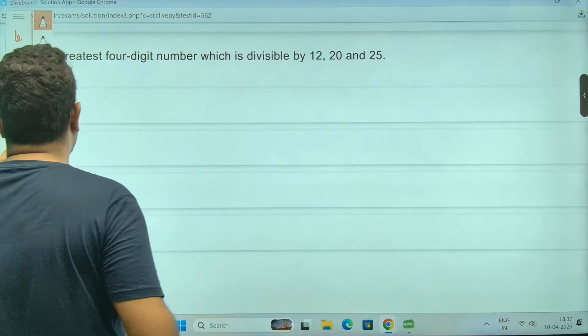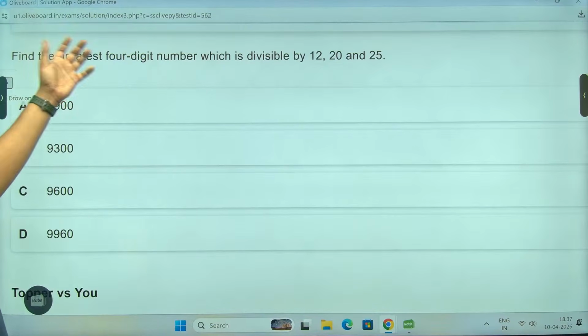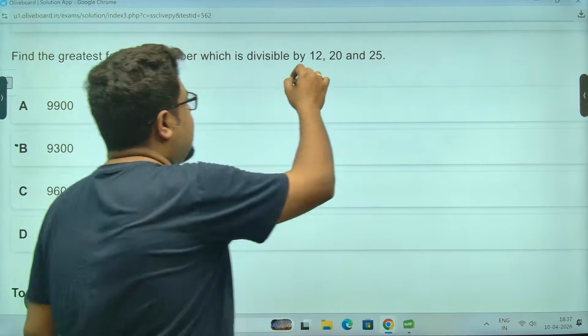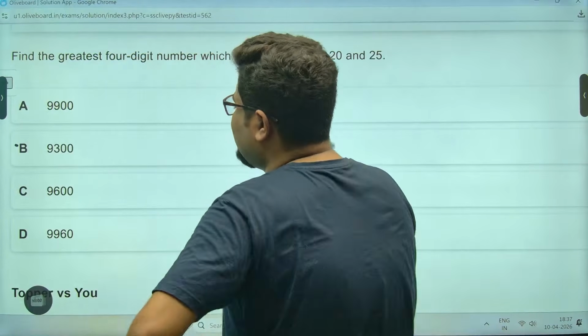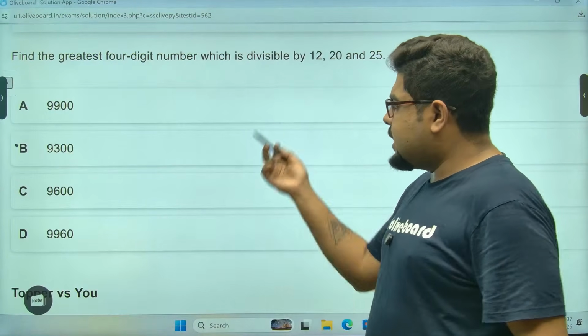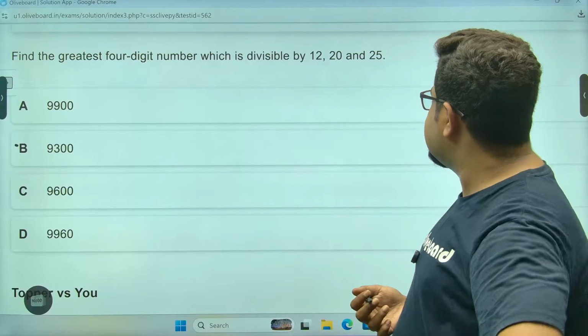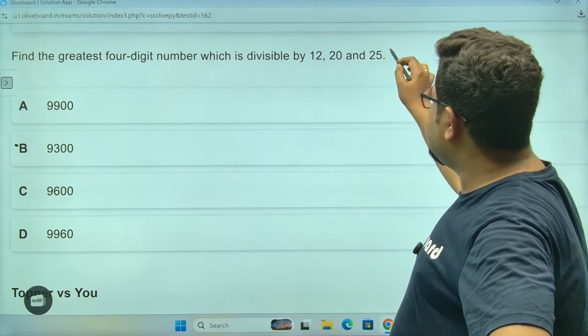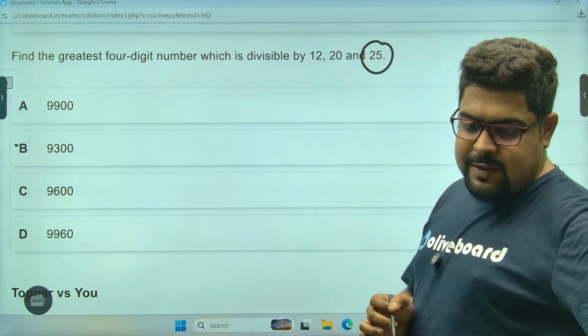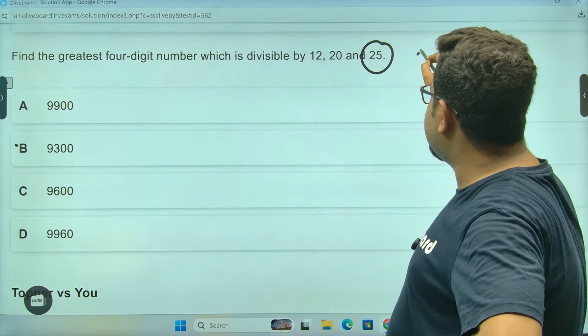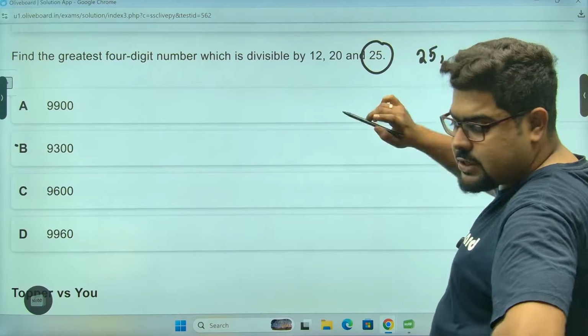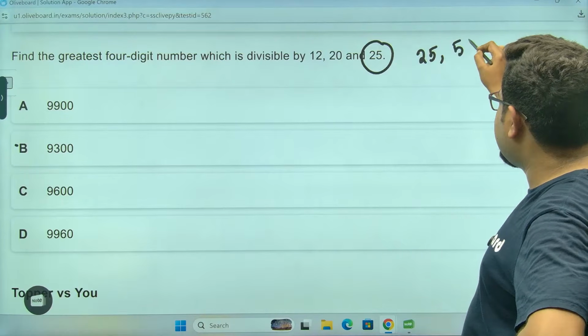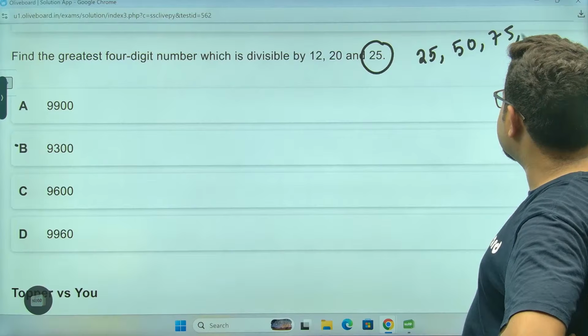So, greatest 4-digit number divisible by 12, 20, 25. Again, go by options. Which one is the greatest option? 9960. 9960 is not divisible by 25, because 25 divisibility means the last two digits must be 25, 50, 75 or 00.